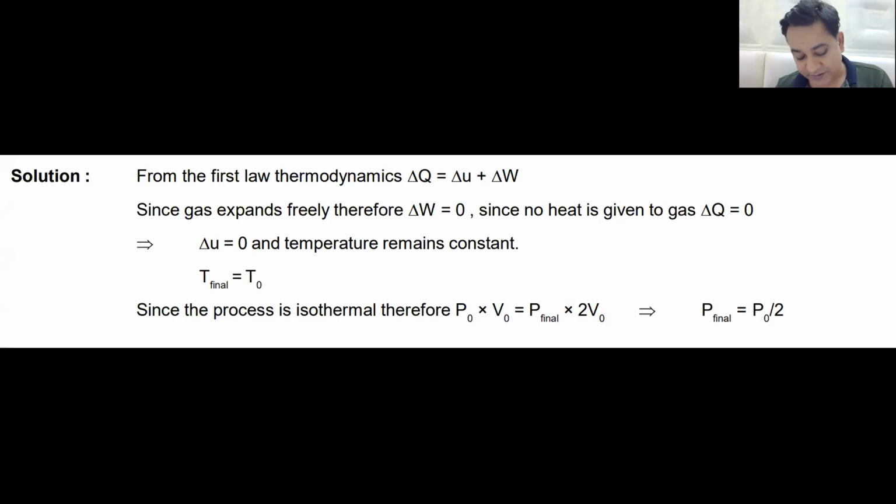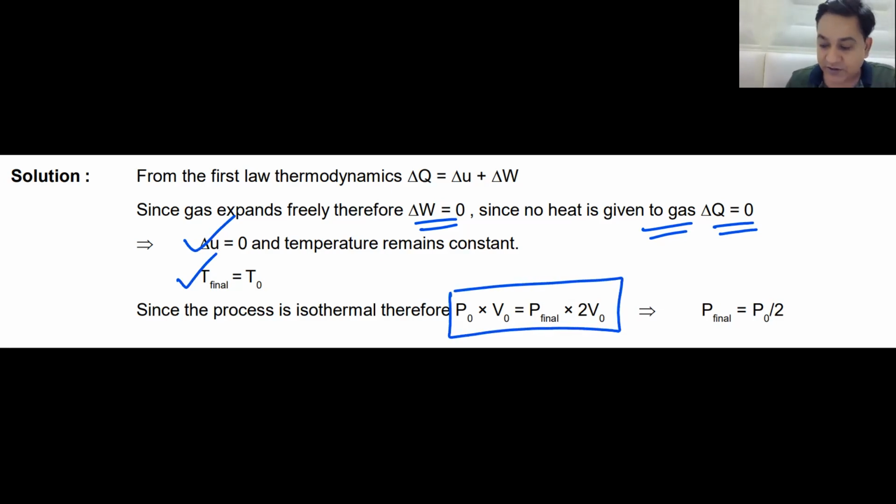Remember, whenever someone says there is vacuum on the other side, which process should come to your mind? I told you in the last class: free expansion. There is no external pressure, so work done is zero. It is thermally insulated, so no heat is given. So there is no change in temperature; the temperature remains constant. But the volume has become twice. So it is an isothermal process. Once you see the answer, it becomes a very simple question.